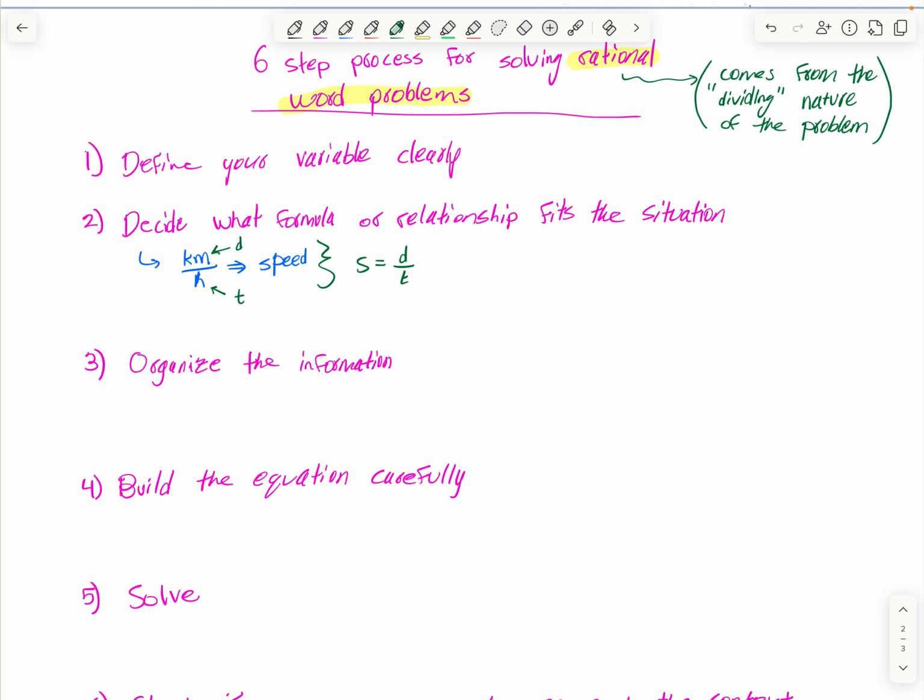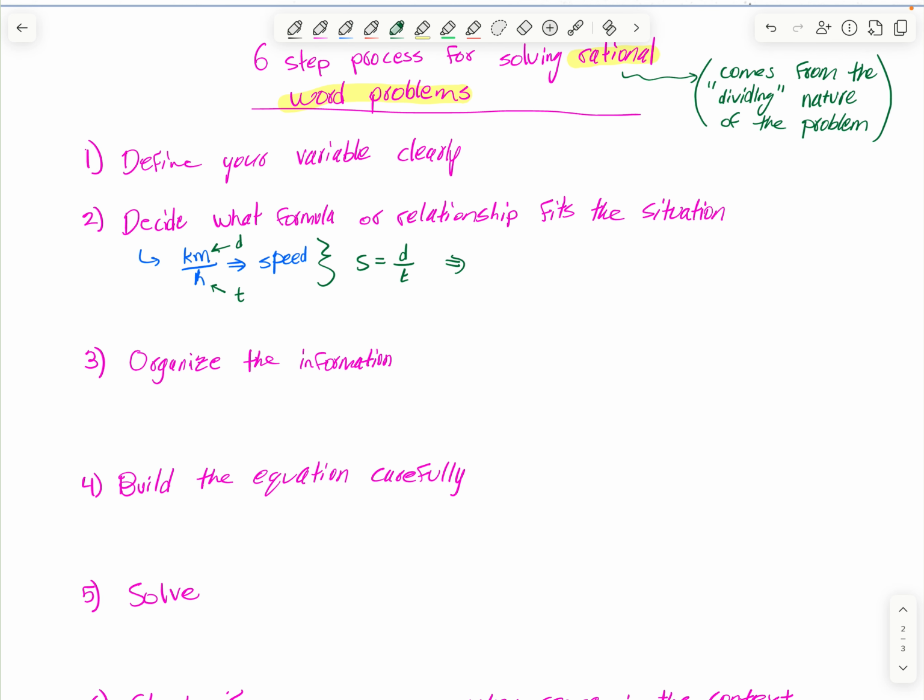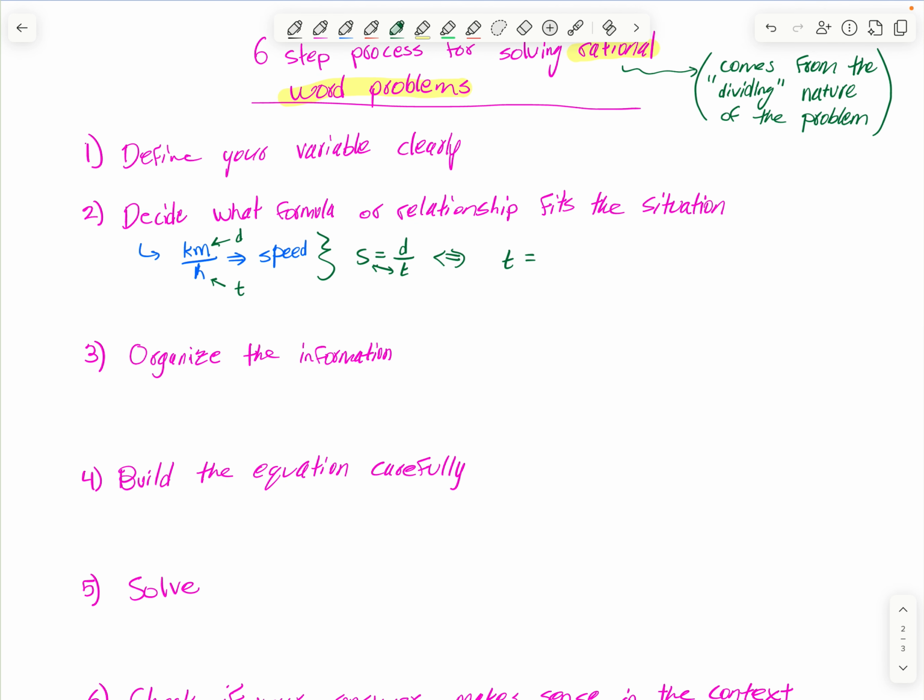And from this, I can extract other variants of this formula. Like if I were to swap the s and the t, I could get time is equal to distance over speed. So that is a very common type of problem that we'll see relating to time, distance, and speed, right?